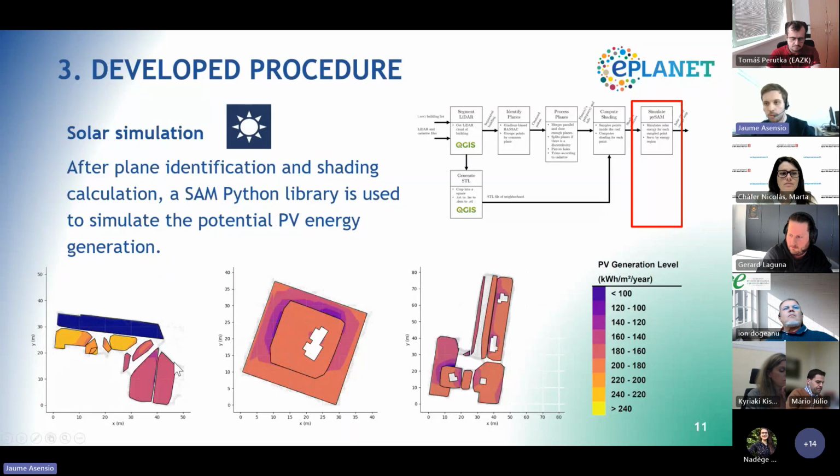To comment a little bit on each one, in the first one on the left, we can see this blue rooftop is so dark because it's facing north, so it won't be interesting to place photovoltaic panels there. And the ones with the brighter yellow are facing south, which is where it would be most interesting to place our panels. Also, for example, in the building in the middle, there are two flat rooftops, one above the other.